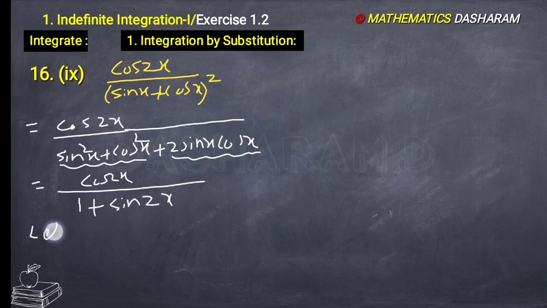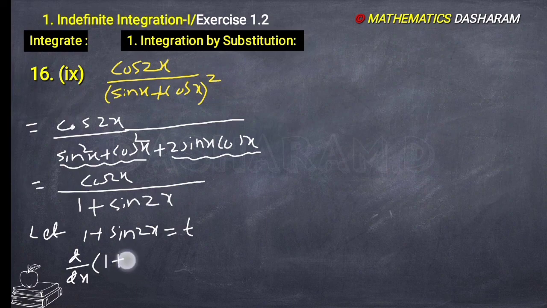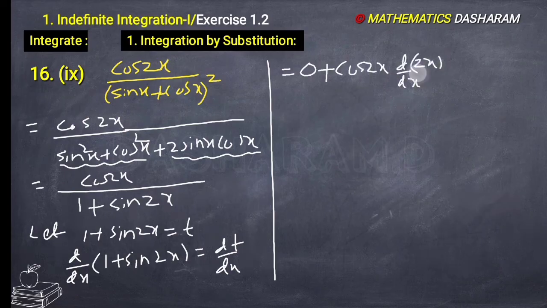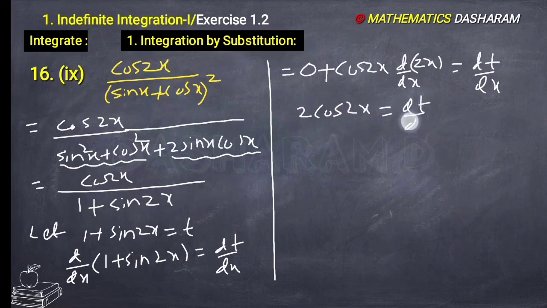So now I am selecting the denominator 1 plus sin 2x equals t. Next do the derivative on both sides with respect to x. So 1 plus sin 2x, its derivative is dt by dx. So it is equal to the derivative of 1 is 0 and the derivative of sin 2x is cos 2x, and next do the derivative of 2x. So the derivative of 2x is 2. So 2 cos 2x equals dt by dx.